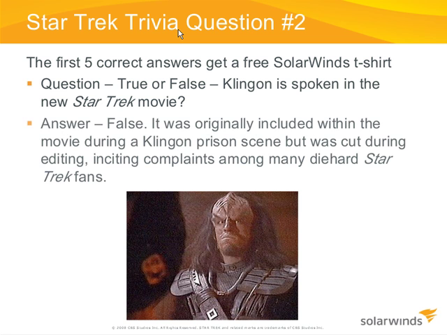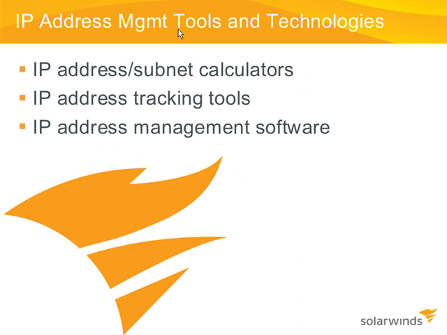But it's actually false. It was originally included within the movie. There was a Klingon prison scene where they spoke Klingon. However, that scene was cut, and this has incited several complaints among some diehard Star Trek fans, especially the people who learned Klingon and can speak it fluently, that there was none spoken in the new film. So I would imagine they'll remedy that in the next one or the one after that, whenever they bring the Klingons back and have some more interaction there.